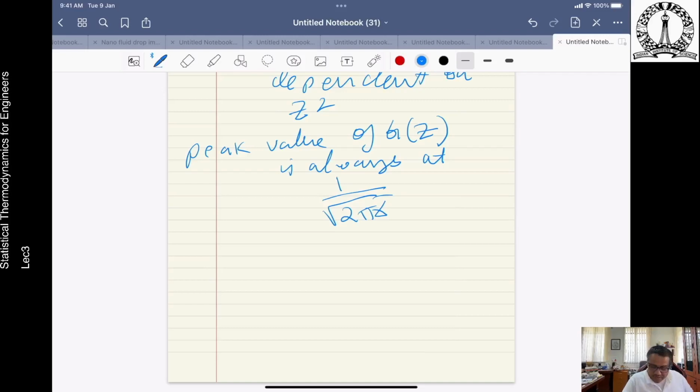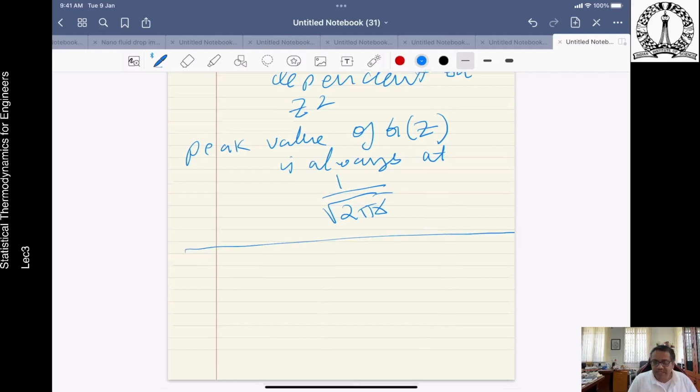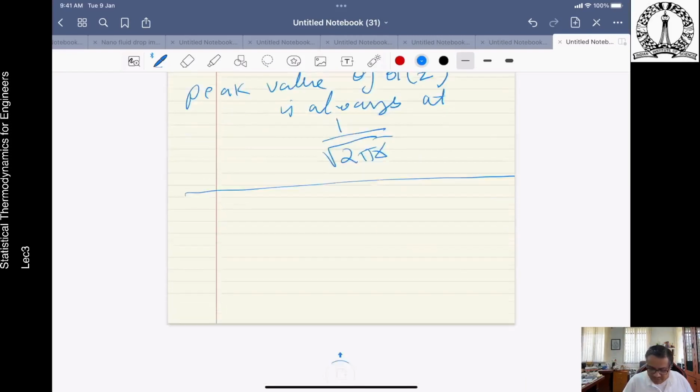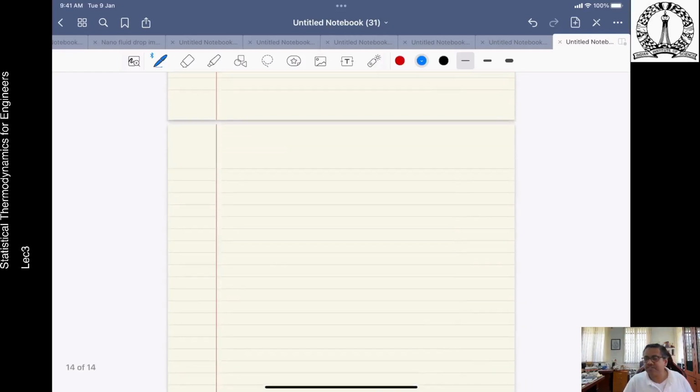In the next class, we are going to cover what we call the combinatorial analysis of statistical thermodynamics. That is going to be the subject of the next class, where we are going to see some of the differences between distinguishable and indistinguishable objects, and then go on to the further statistics like Fermi-Dirac and Bose-Einstein statistics respectively. So thank you, and this is the end of lecture 3.